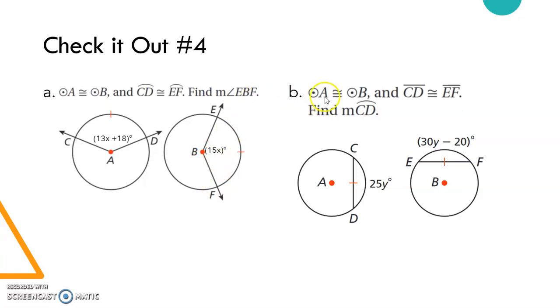In part B, they told you the circles are congruent again, and they told you that chord CD is congruent to chord EF, and they want you to find the measure of arc CD. That's right here. So pause the video and see if you can do that, and then press play to see the last thing that we're going to talk about.